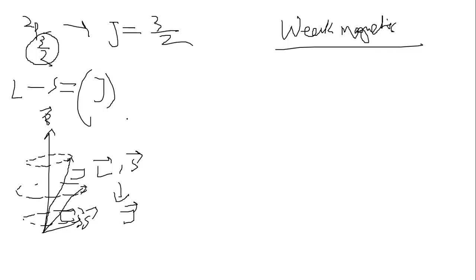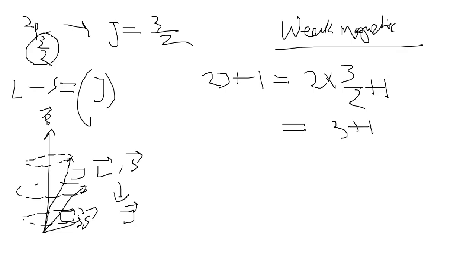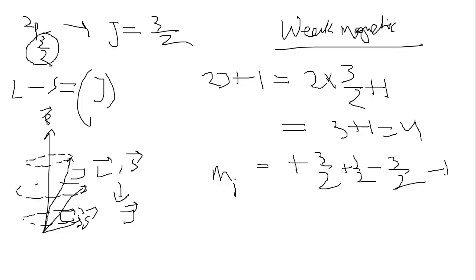If J is 3/2, then what is the number of levels it will be splitting into? The number of levels will be the multiplicity of the level, that is 2J plus 1. For J equal to 3/2, we have 2 into 3/2 plus 1. So it will be 3 plus 1, that is 4. And what will be the mj values for these four levels? The mj values will be plus 3/2, plus 1/2, minus 3/2 and minus 1/2.